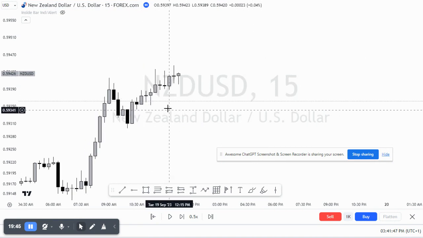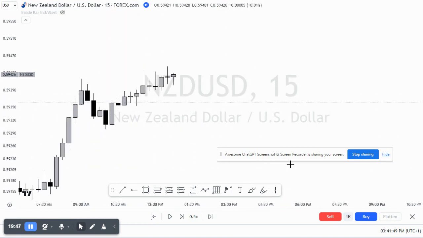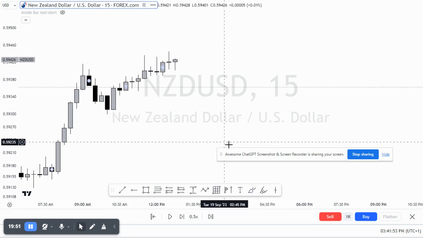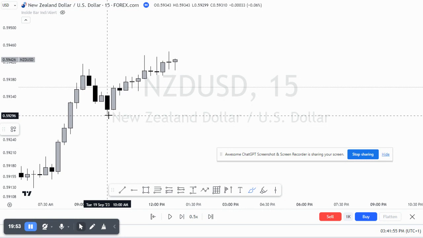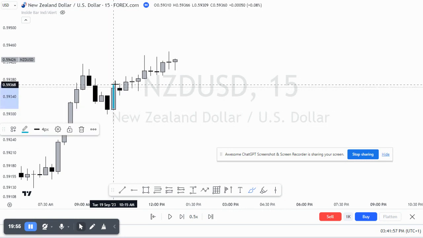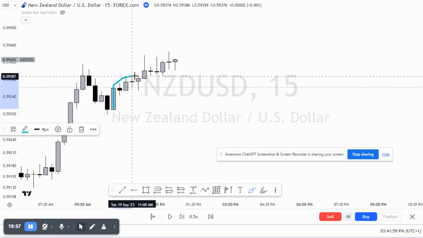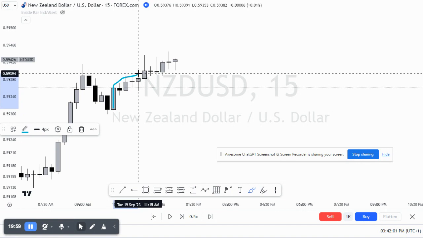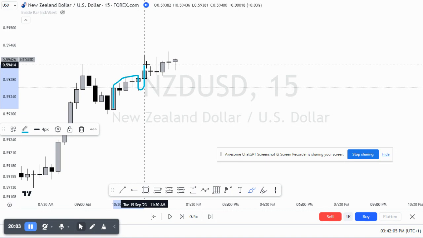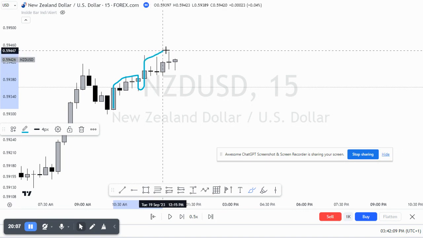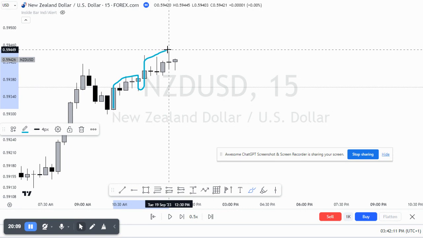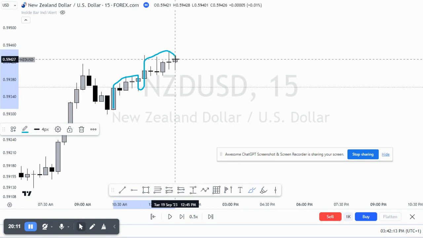In this move, all right. So see this move here. So we have this move to the upside, no pullback, and then here, what happened? We had a pullback, right? And then we continued up, no pullbacks at all until here we have another pullback.